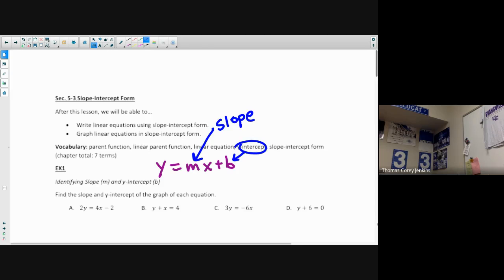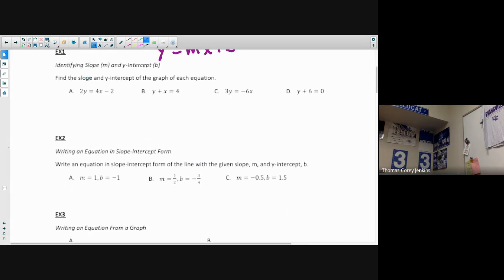All right, looking at example 1, it says find the slope and the y-intercept of the graph in each equation. So what we have to do first here is make sure that it does say y equals. You must solve for y if necessary. In other words, actually looking at these, none of these say y equals. So none of them are already written in slope-intercept form. So what do we need to do to make that happen in example A? That just says 2 times y, so we need to undo that. So I am dividing everything by 2.